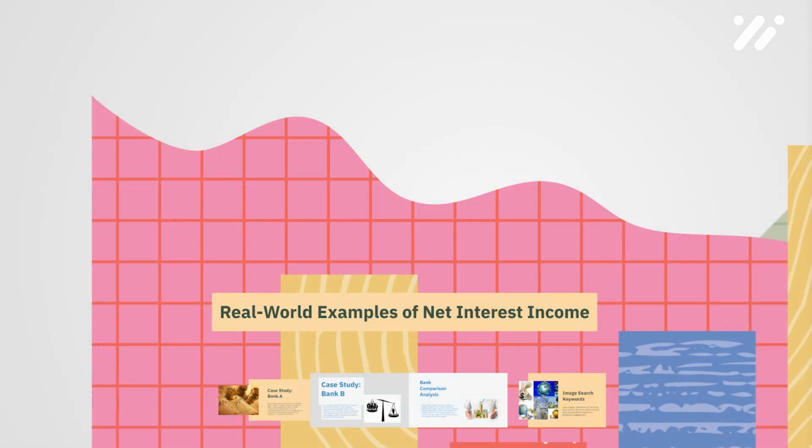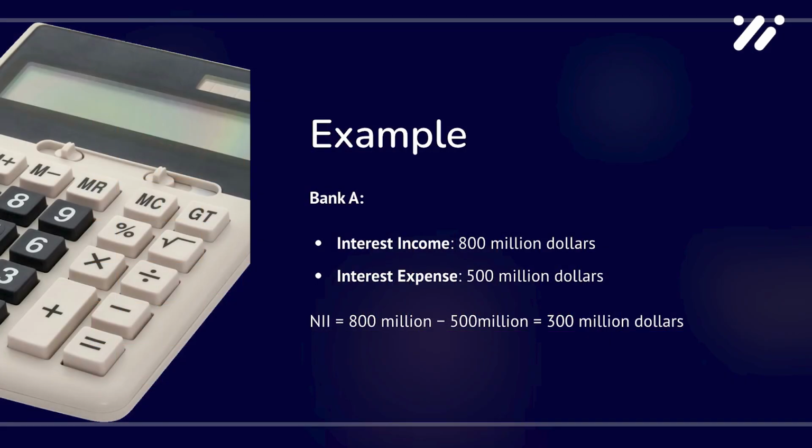Examples of net interest income in practice. I will be comparing two banks. Bank A. Interest income, $800 million. Interest expense, $500 million. Here, NII equals 800 million minus 500 million equals $300 million. Bank B. Interest income, $1 billion. Interest expense, $750 million. NII equals 1 billion minus 750 million equals $250 million.